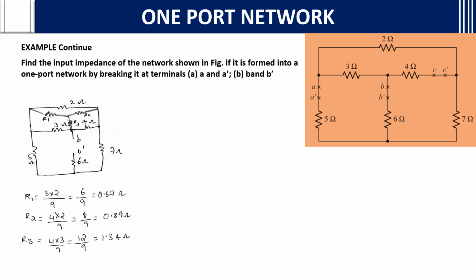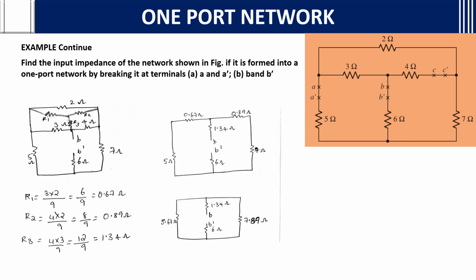How can you convert? For converting, what do we do? The easy form is R1 is what? You need to multiply the adjacent resistances 3 into 2, 6, by the addition of all the resistances of the delta, that is 3 plus 4 plus 2, you will get 9. 6 by 9, you will get 0.67 ohms. In the same way, R2 and R3. For R2, 4 and 2 are adjacent. Then for R3, 3 and 4 are adjacent. Then after that, the network looks like this. R3 is 1.34, R1 is 0.67 and R2 is 0.89.